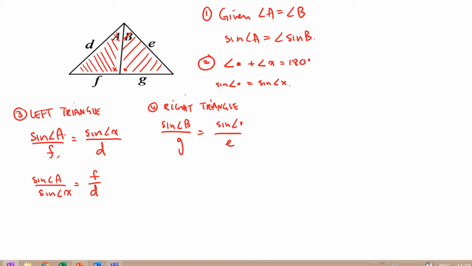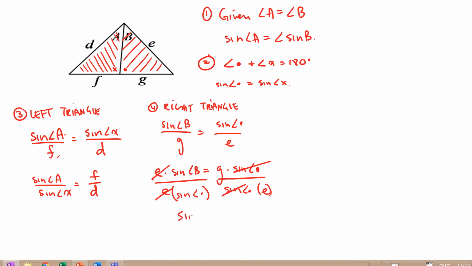Again, I'll cross multiply this in case anybody doesn't know what's going on. It's equal to G times sine of angle dot, and then after this, I'm going to divide both sides by E and sine of angle dot. So these two cancel out, and now you're left with sine of angle B over sine of angle dot is equal to G over E.